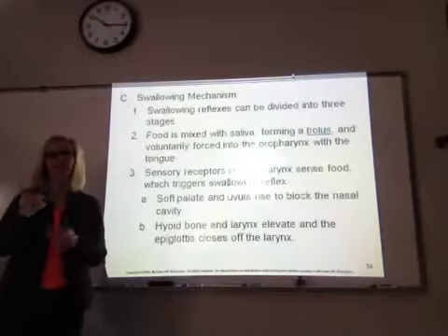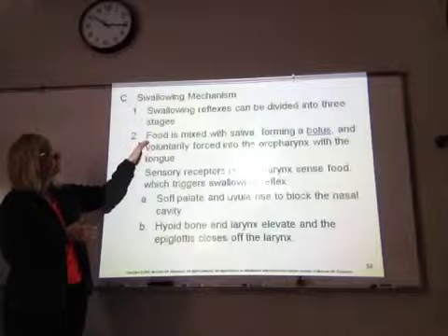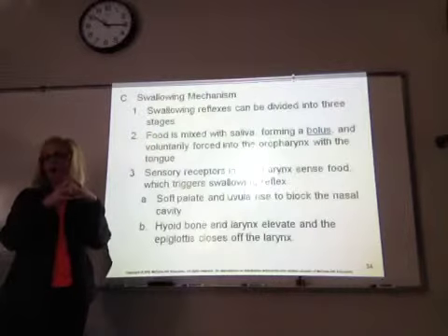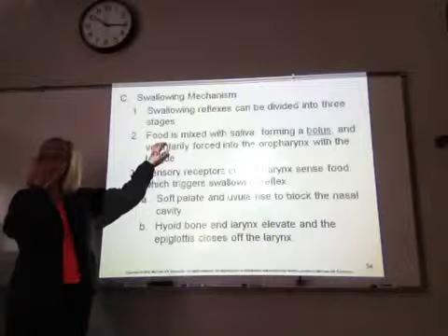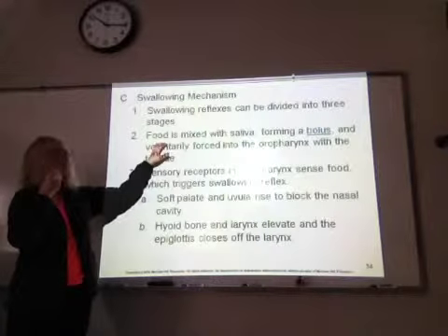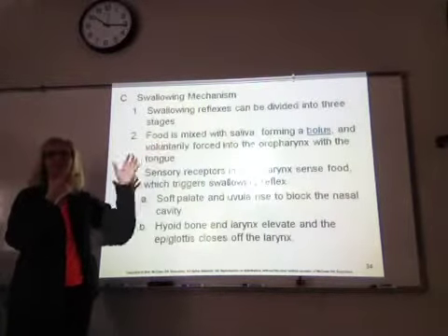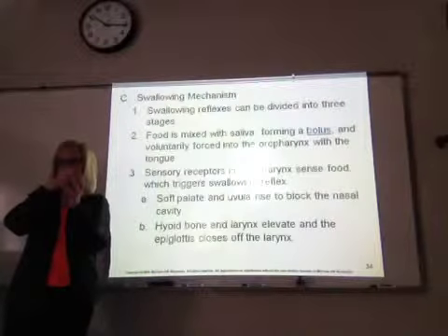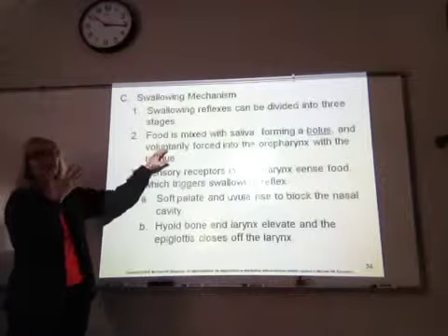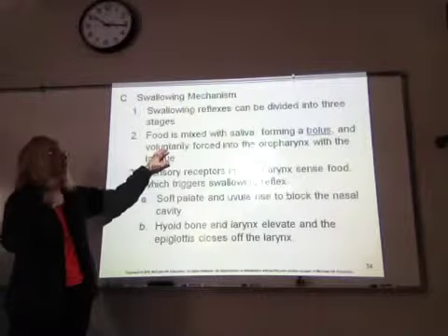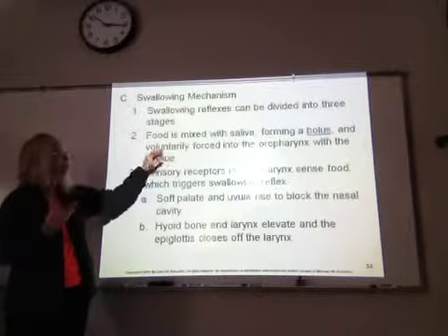Swallowing basically has three parts. The first part, when I talked about that ball, is called a bolus. So when you put food in your mouth, you're going to chew it, it's going to mix with saliva, and by the time you swallow it, it has compacted and mushed and becomes a bolus, which is almost kind of like a ball shape.